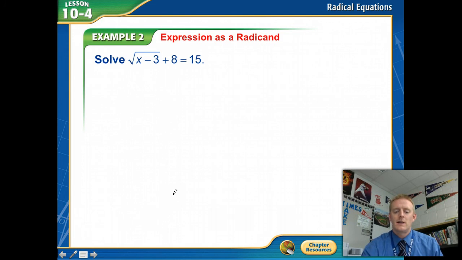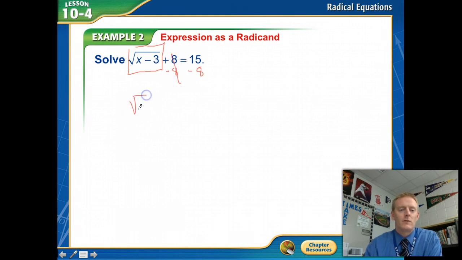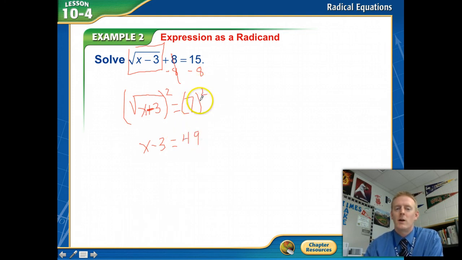Moving on. Same kind of process, but on this kind of problem, we need to get the radical by itself. So I'm trying to get this whole thing by itself first. So I'm going to go minus 8. So I have the square root of x minus 3 is equal to 7. Now I'm going to square both sides to get rid of the square root. So I have x minus 3 is equal to 49, because 7 squared is 49.